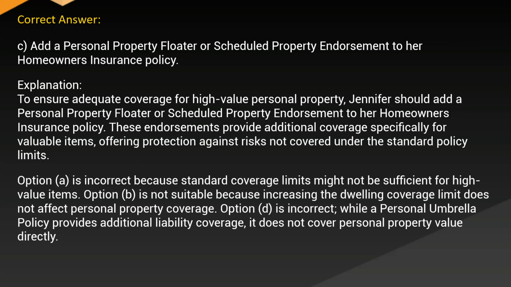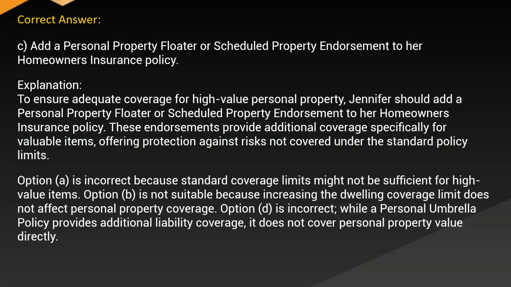Correct answer: C. Add a personal property floater or scheduled property endorsement to her homeowner's insurance policy. Explanation: to ensure adequate coverage for high-value personal property, Jennifer should add a personal property floater or scheduled property endorsement to her homeowner's insurance policy. These endorsements provide additional coverage specifically for valuable items, offering protection against risks not covered under the standard policy limits.